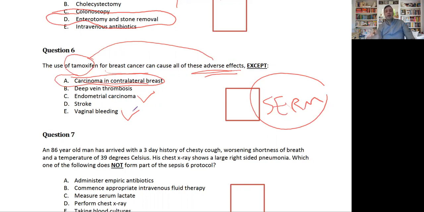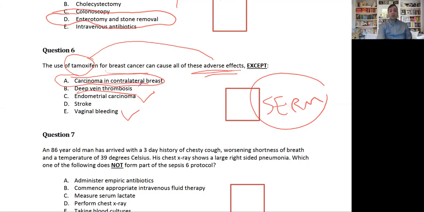And at the same time, tamoxifen has an anti-estrogenic effect on the breast. Therefore, it's used for prophylaxis and the treatment of ER, estrogen receptor positive breast cancer. Deep vein thrombosis is a known side effect of tamoxifen. It can cause a hypercoagulable state, so it can cause thromboembolic events like deep vein thrombosis, thrombophlebitis or pulmonary embolism.